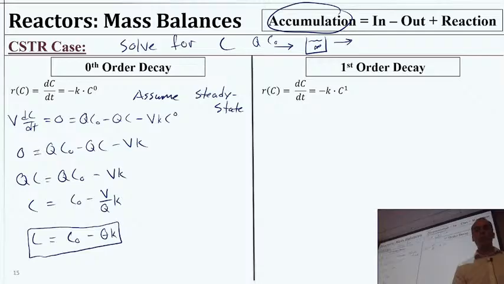So in that condition, we have QC naught minus QC minus VKC to the 0 power, meaning that C goes away. Then it's a bit of algebra to get it to QC equals QC naught minus VK. Divide everything by Q. We get C equals C naught minus V over Q times K. And V over Q, we've seen, that's our theta. So that's kind of nice. You don't have to put it in there, but it simplifies it even a little further, something we often use. And this is part of why. So we can get a mass balance to solve for C like that.